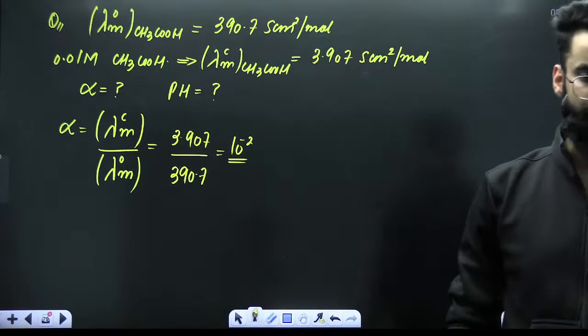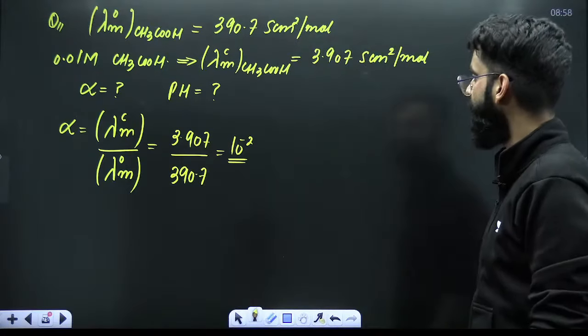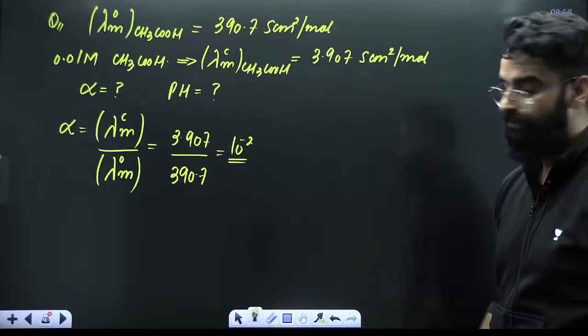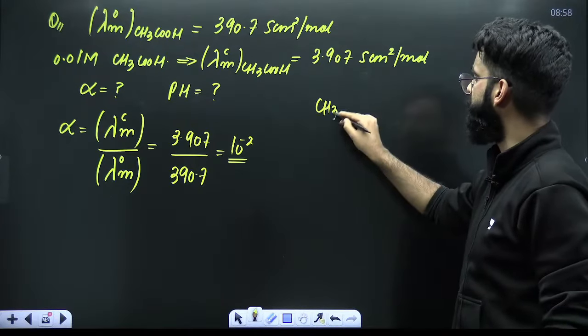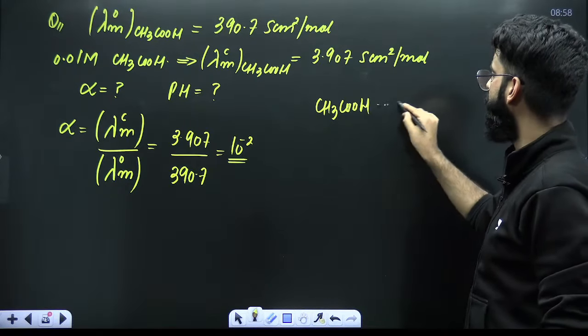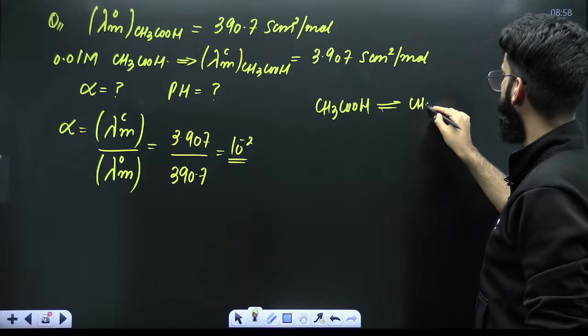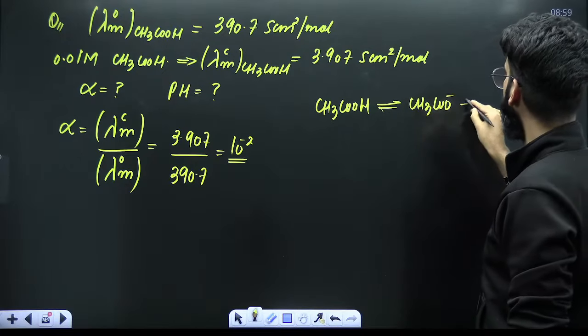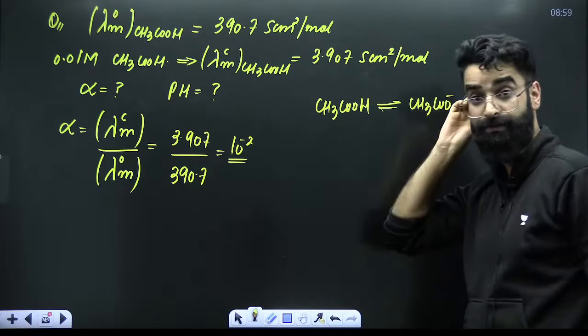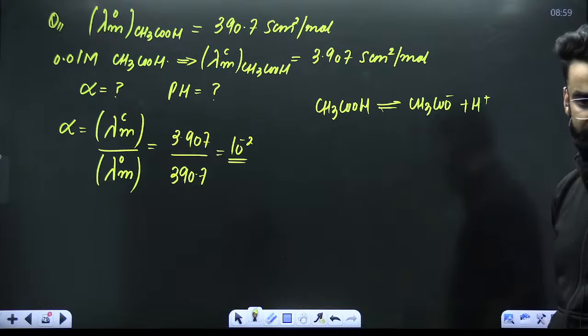Perfect. Now second thing. We have to calculate pH as well. Now tell me, this CH3COOH, how would it have undergone dissociation? It would have undergone dissociation like this: CH3COO negative plus H positive. Correct? Right, people?